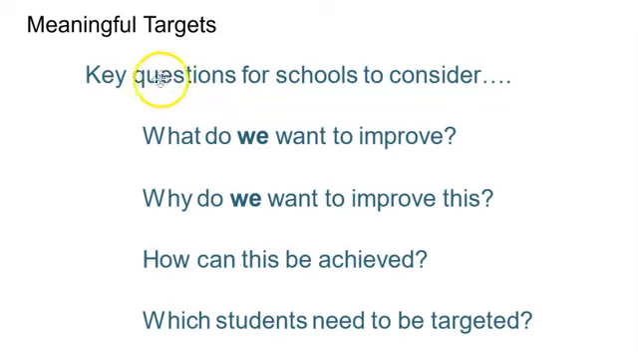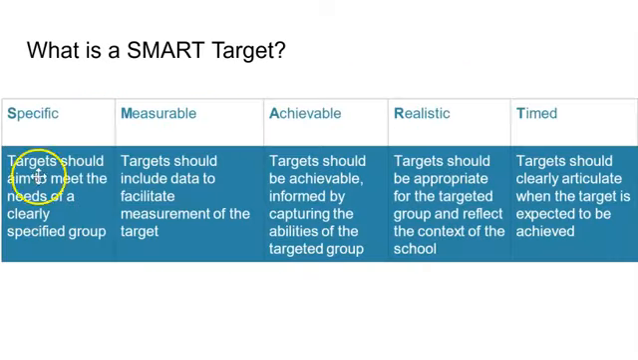Meaningful targets. Key questions for schools to consider. What do we want to improve? Why do we want to improve this? How can this be achieved? Which students need to be targeted? What is a SMART target? Specific, measurable, achievable, realistic, timed.